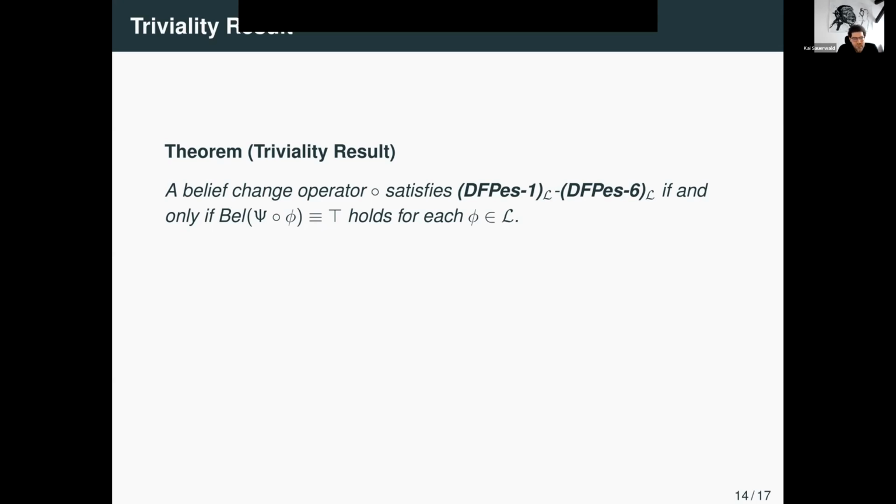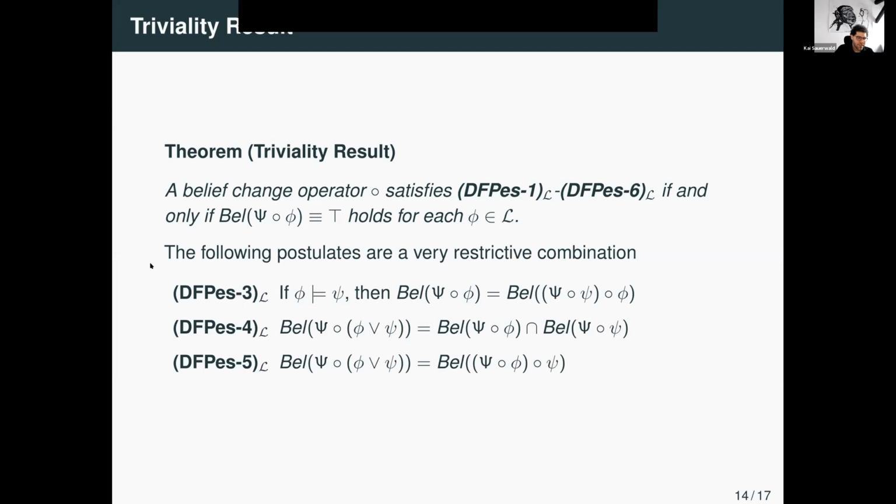Maybe that's not a surprise, because the postulates in the setting of signature reduction, or forgetting of signature elements, also characterized only one operator. What we find out is that especially three of the postulates are a very restrictive combination. These are DFPS3, DFPS4, and DFPS5. I will explain on the following slide why they are so powerful.